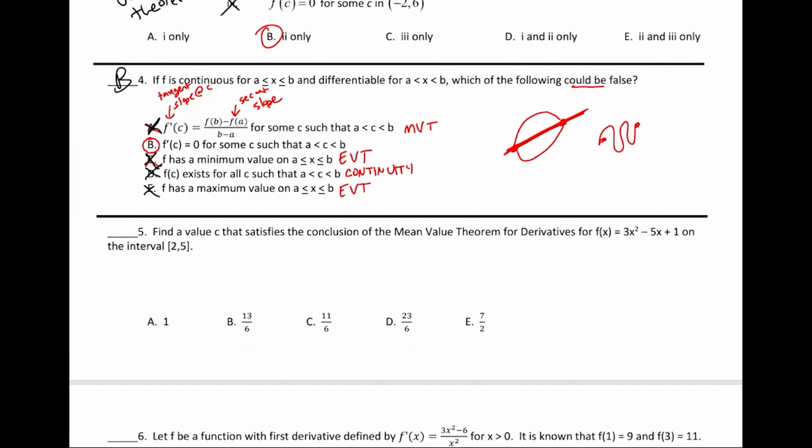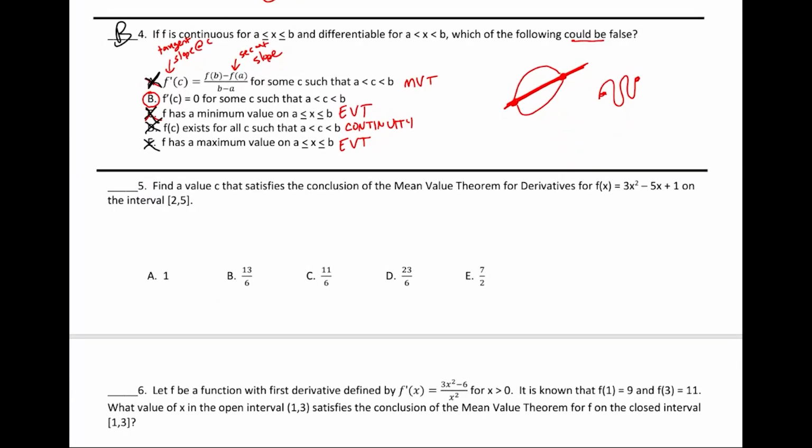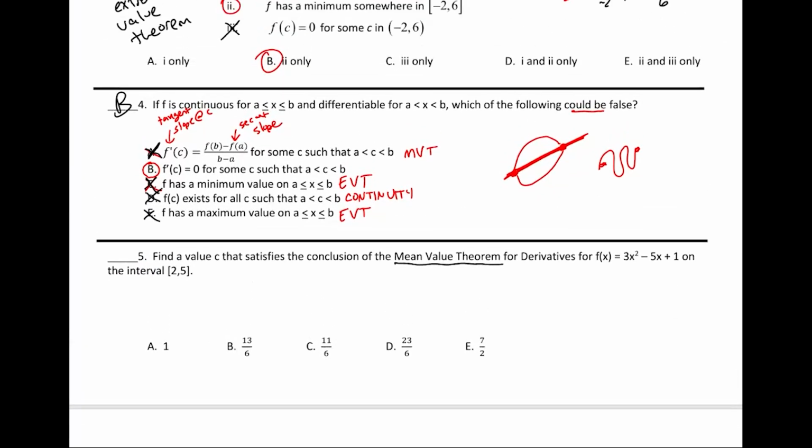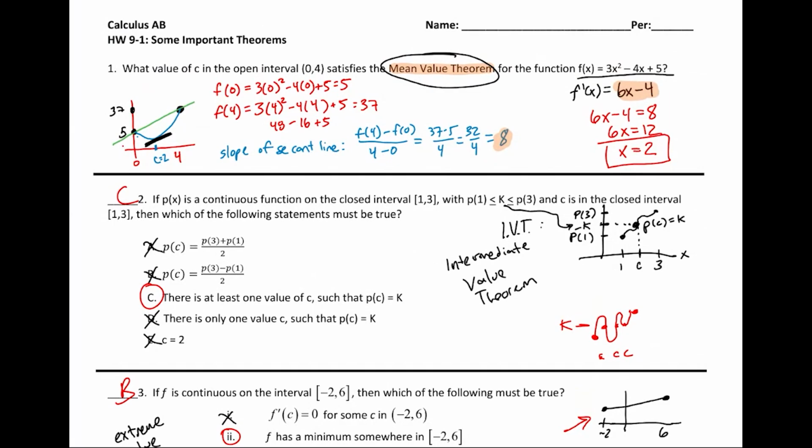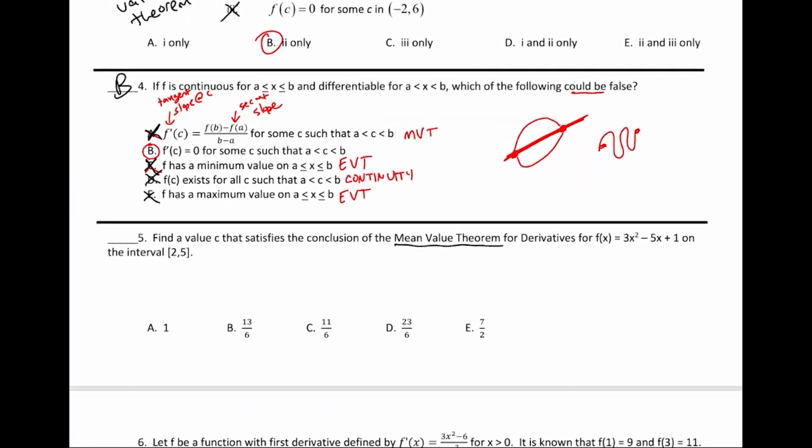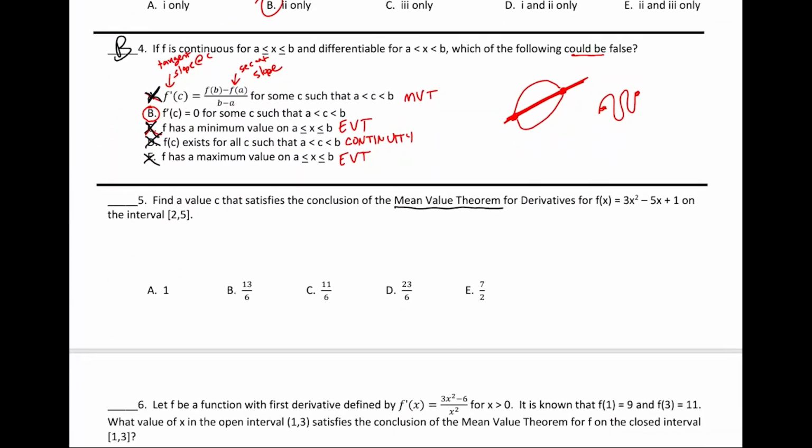Number 5 says find a value c that satisfies the conclusion of the mean value theorem. We already talked a little bit about what the mean value theorem is and how it works, so we're going to do this again. It's basically going to be the same kind of problem that we had in problem 1. So first we're going to find the average rate of change on this interval, the average rate of change on the interval 2 to 5.